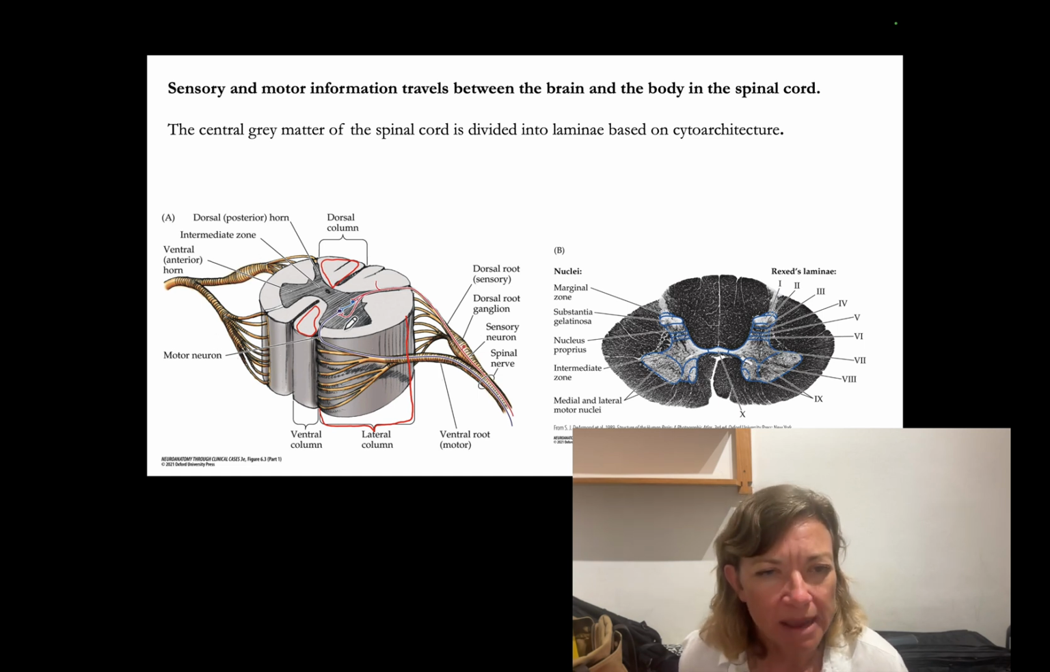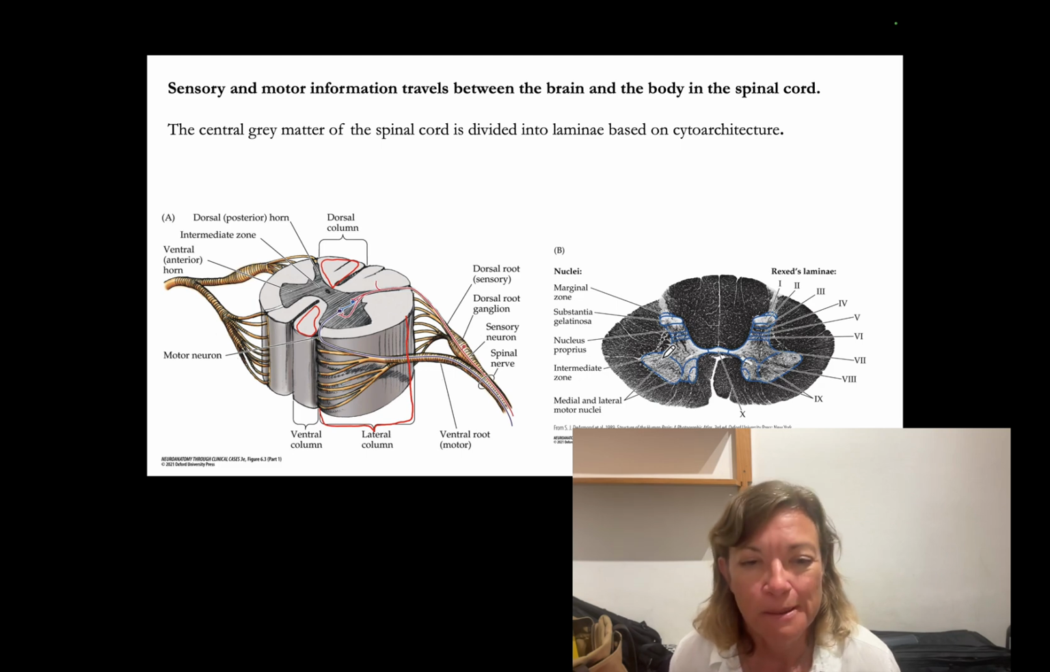The central gray matter of the spinal cord, sort of in the shape of a butterfly, is divided into laminae based on cytoarchitecture. These are called Rexed's laminae, and you can think of them as Brodmann's areas of the spinal cord. Exactly as Brodmann did for cortex, Rexed divided these up into functional areas based on their cytoarchitecture, or their cellular structure. And like Brodmann's areas, the structure did actually map fairly well to the function.